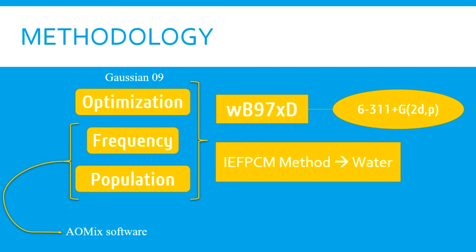The systems were optimized according to the DFT functional and basis set shown. Both a frequency and a population calculation were also performed. All jobs were carried out with the software package Gaussian 09, and electronic properties were evaluated through AOMix software.